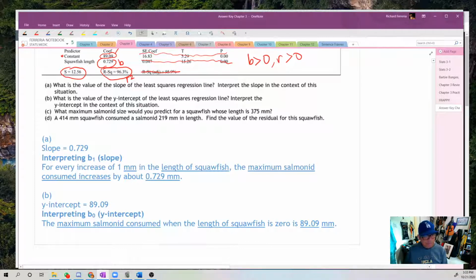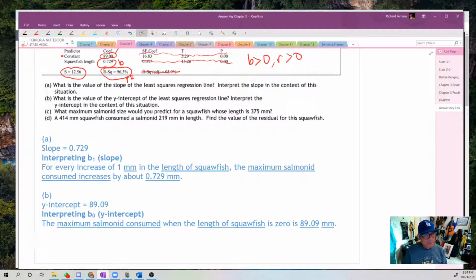If you're looking at salmonids who are typically about 90 to 120 millimeters long, why would you be predicting all the way at 0 millimeters? It's just kind of too far away. It's extrapolating in the negative direction, really.